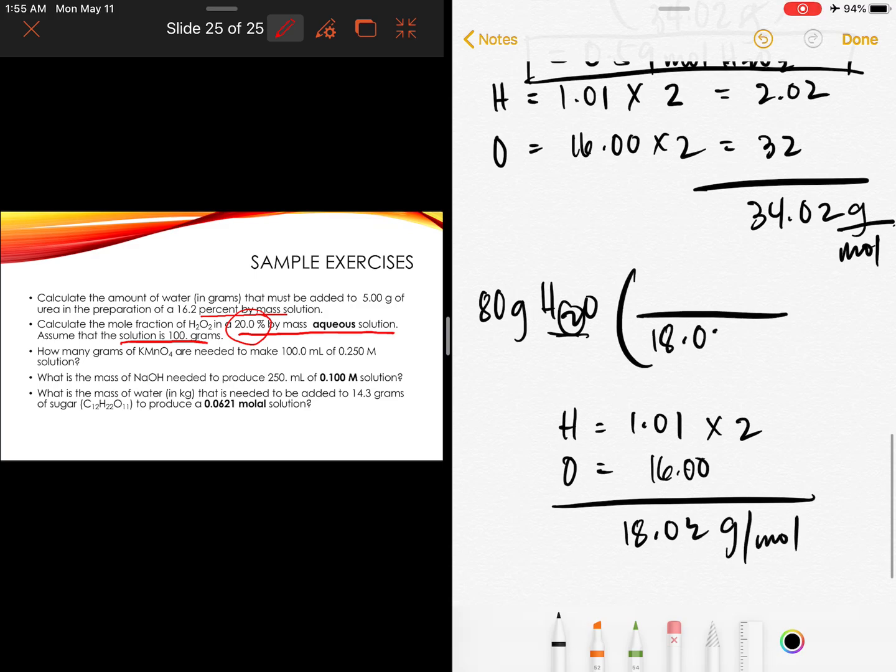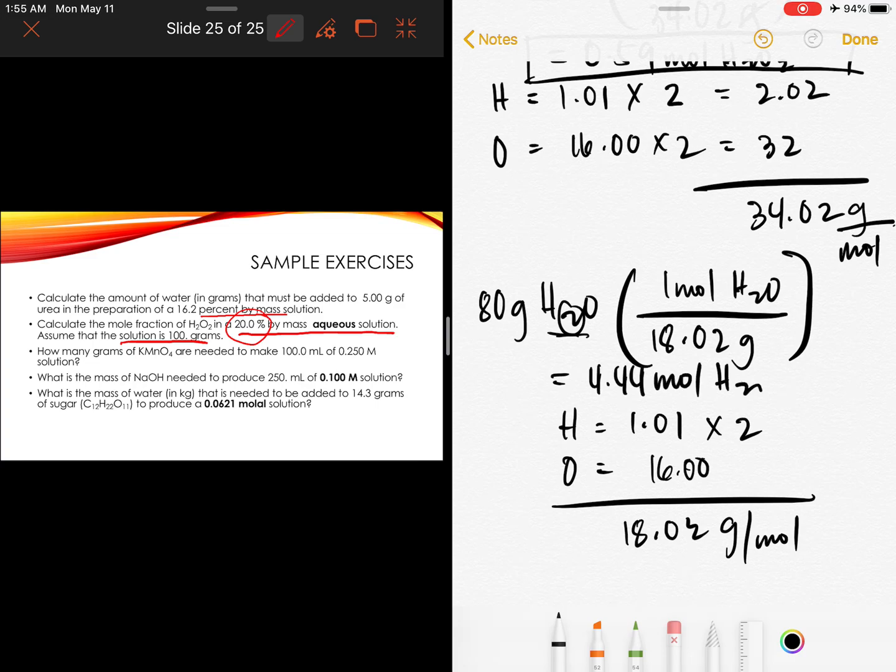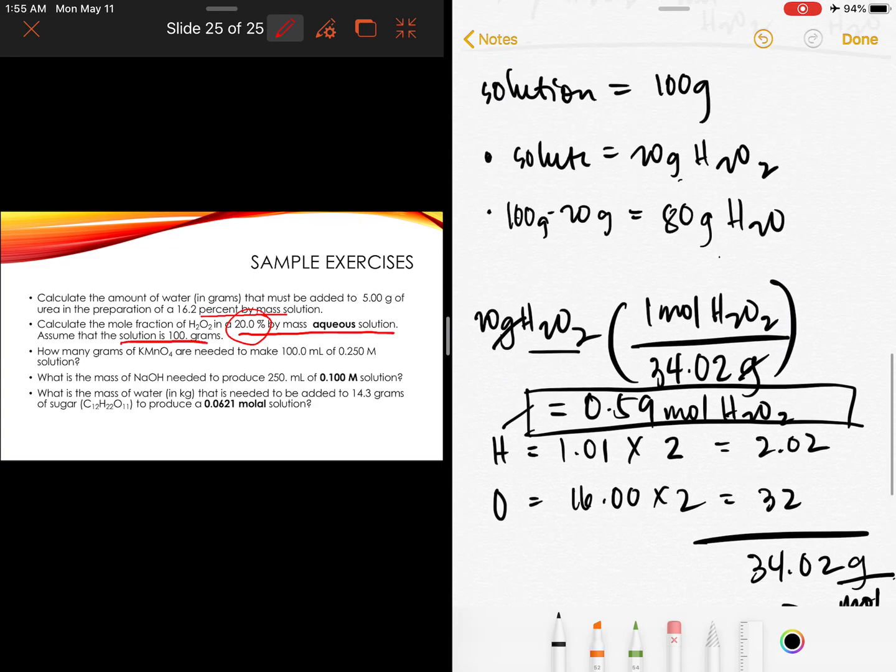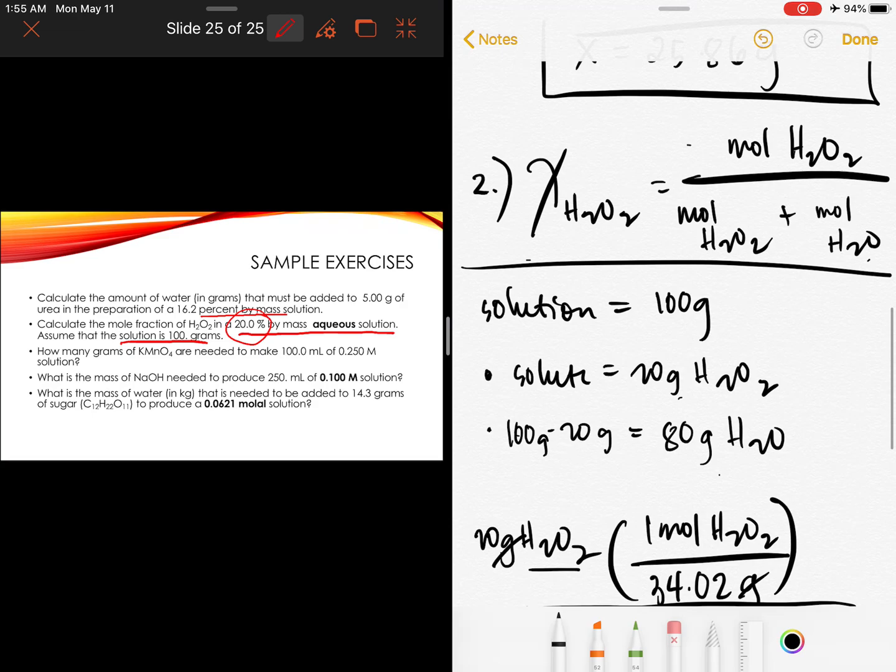Okay, so divide by 18.02 grams, 1 mole of water. So the mole of water is equal to what? 4.44 mole. Okay, now all you have to do is substitute these moles into this formula.